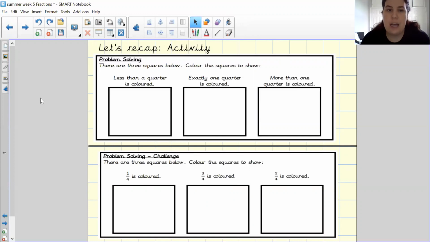So stop the video now while you make your 3 squares, and then colour less than a quarter, exactly 1/4, and then more than a quarter.